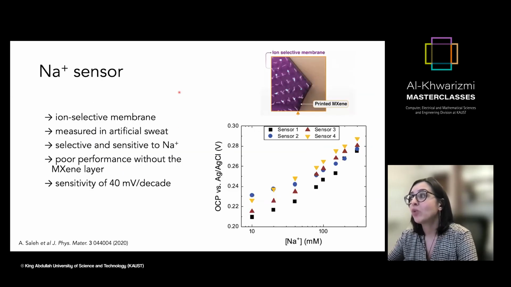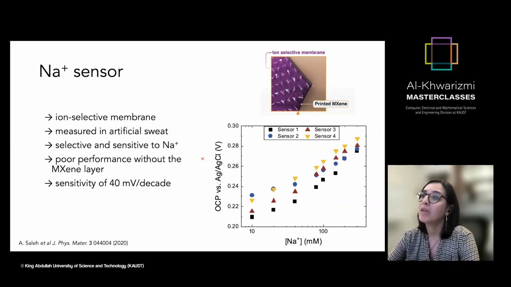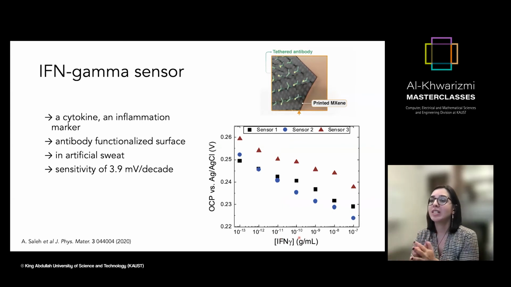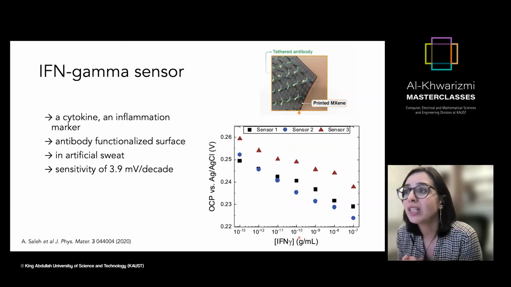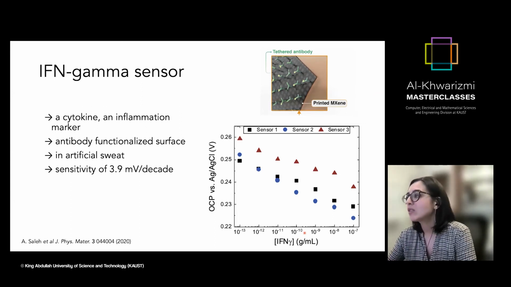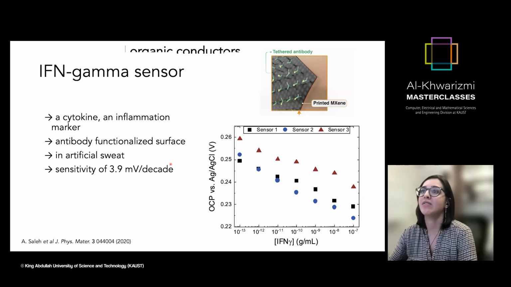All right, so that was for the electrophysiology. For the sodium sensor, it's again very easy. We just put an ion selective membrane on top of the sensor and detect basically the sodium concentrations from the sweat. Something similar you can do by tethering antibodies on the surface, and then with that specific antibody, you can measure cytokine, an inflammation biomarker, in the sweat with quite nice sensitivity.